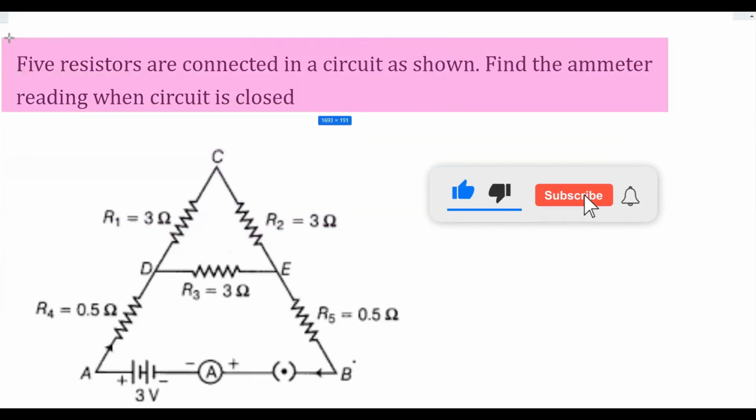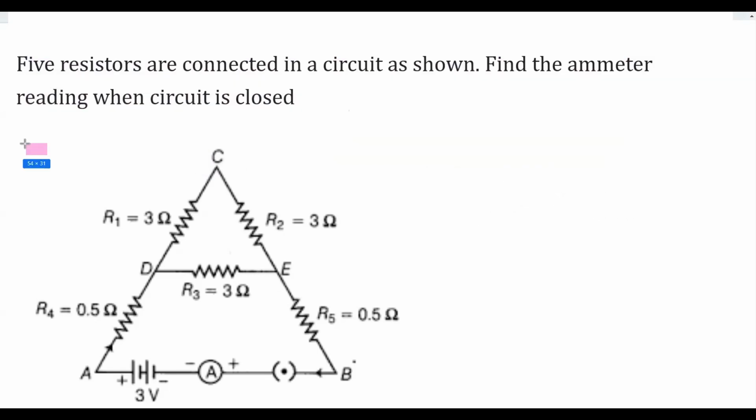More questions from the concept of different combinations of resistors. Here there are 5 resistors and we have to find the ammeter reading when the circuit is closed. I'll go for these two resistors first. As you can see, these two resistors are connected end to end. By wiping R2 from here, current stops flowing in R1. So these two are connected in series.